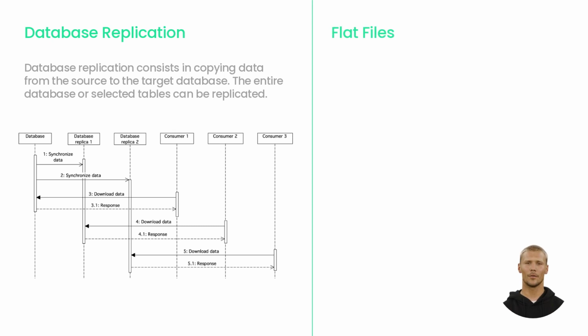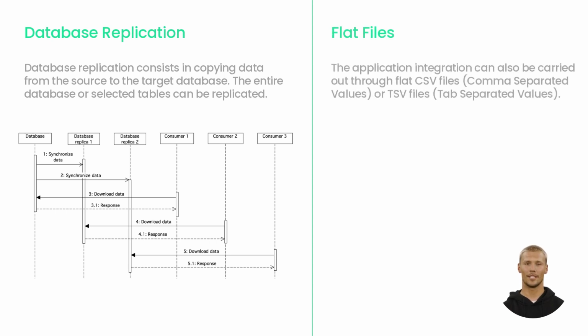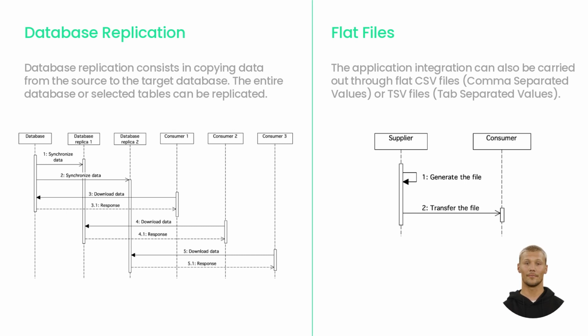The application integration can also be carried out through flat CSV files, comma-separated values, or TSV files, tab-separated values. In CSV files, the separator is a comma. In the case of TSV, this is a tab. The producer generates a flat file, which is then transferred to the consumer. Integration based on flat files is very often used when data can be transferred, for example, daily or monthly. It also enables the transfer of very large data sets.